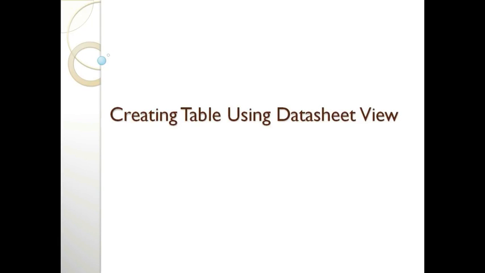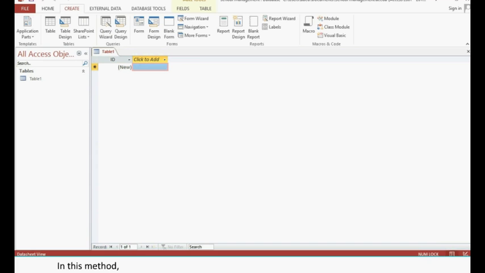Creating table using datasheet view. In this method, Access displays a new blank table named Table1. Open in datasheet view. We can add fields to this table simply and can enter data in it.